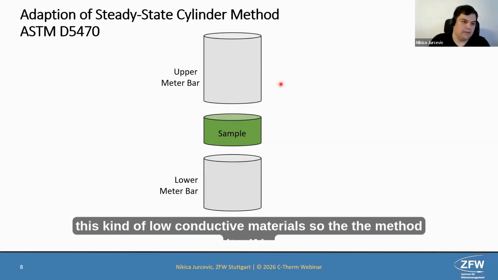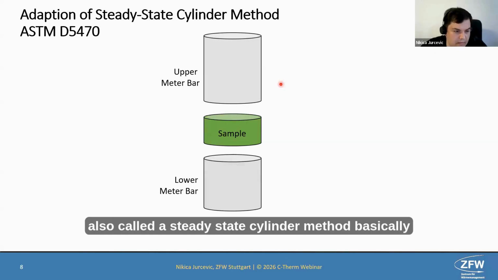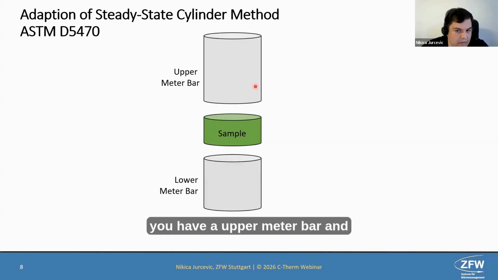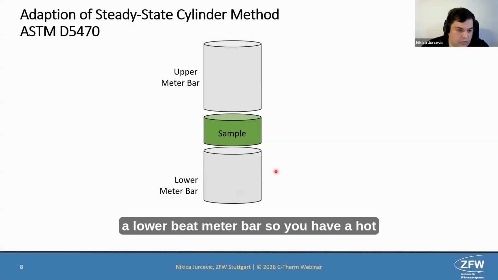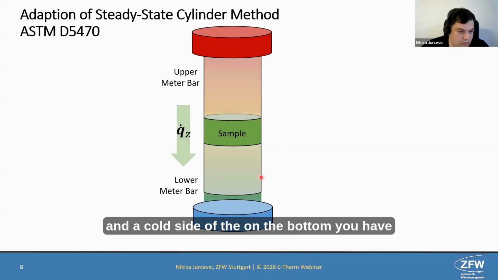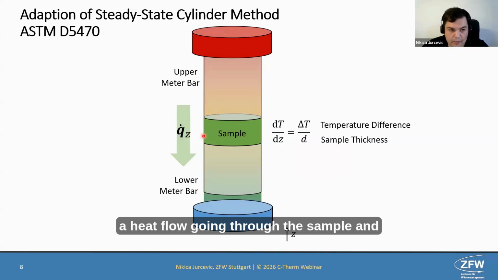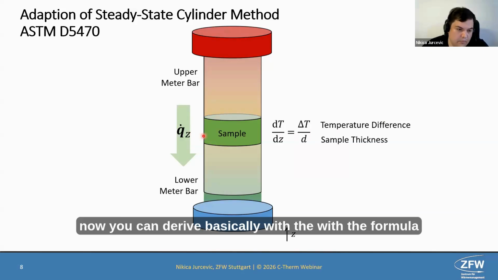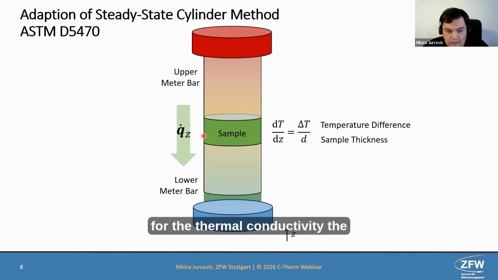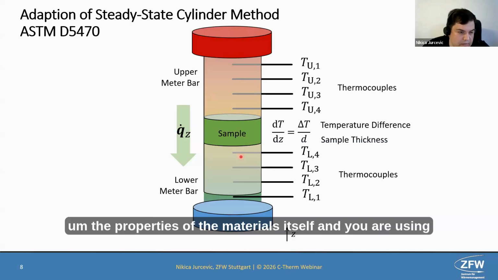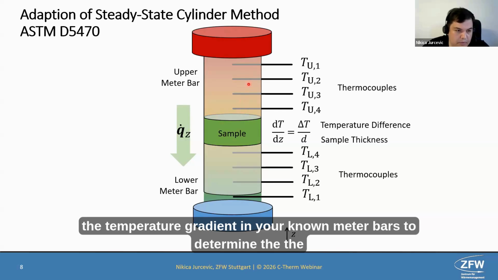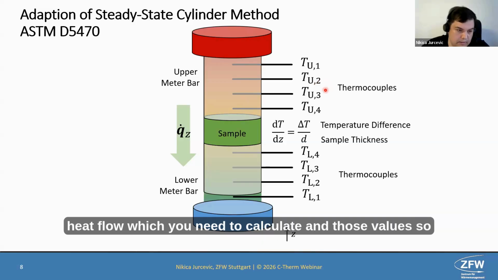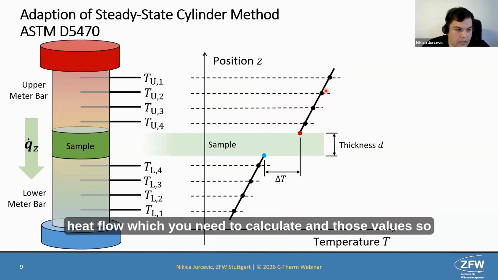So the method itself is also called a steady state cylinder method. Basically, you have an upper meter bar and a lower meter bar. So you have a hot side on the top and a cold side on the bottom. You have a heat flow going through the sample. And now you can derive, basically with the formula for the thermal conductivity, the properties of the material itself. And you are using the temperature gradient in your known meter bars to determine the heat flow, which you need to calculate those values.